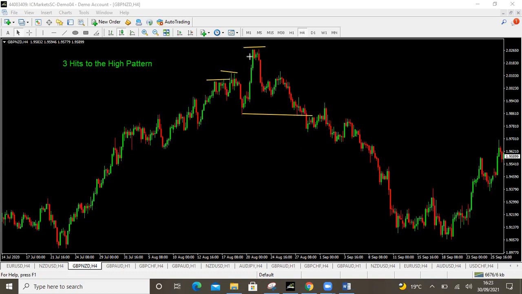There will be 3 highs to the top. Note the third high will always be the heaviest. Okay, so this is how you tell that there will be only 3 hits and not 4 hits. Why? Because the final one will be really heavy. Look at these previous 2. They are not as heavy as this.